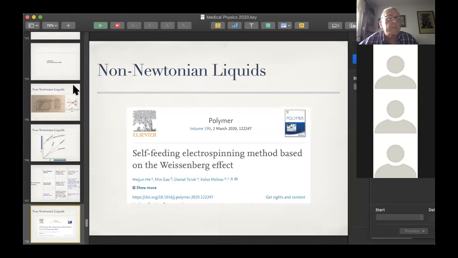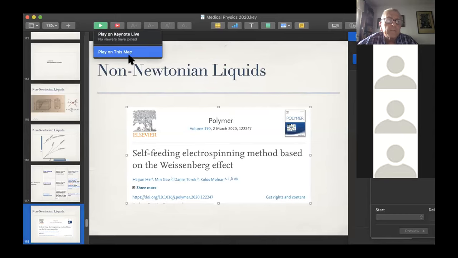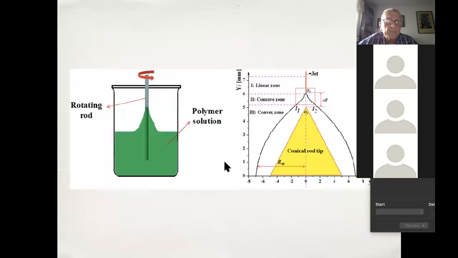All right, I would like to show you now some effects related to the property of the non-Newtonian fluids. This is the effect which is called the Weissenberg effect. That is just to show you that there are very recent works along the topic. All right. And that is the Weissenberg effect.